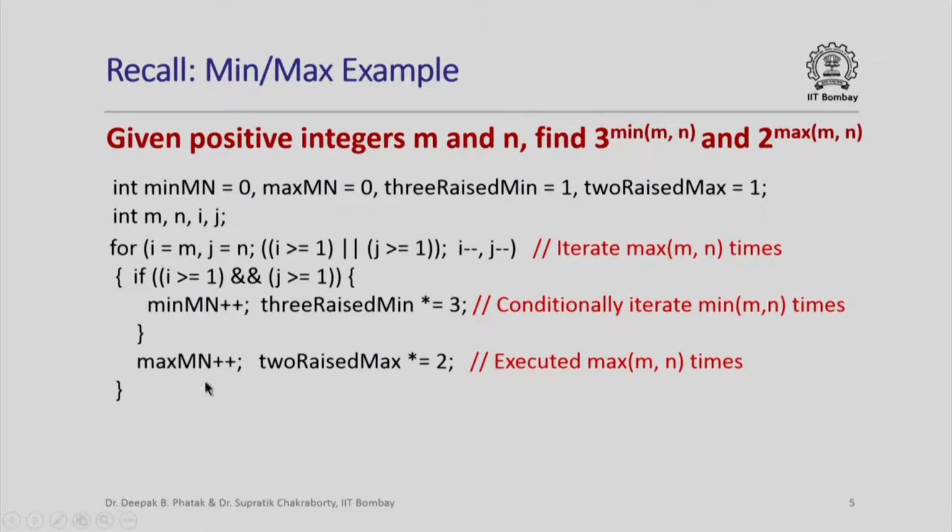And then we had a loop like this. Now I am not going to go into the details of this loop right now, but this is just to refresh your memory that we basically used a for loop which iterated max_mn times, and within the for loop we had an if condition which made these statements conditionally execute min_mn times, whereas the other statements outside the if block executed max_mn times. So let us not get into the details of these statements.